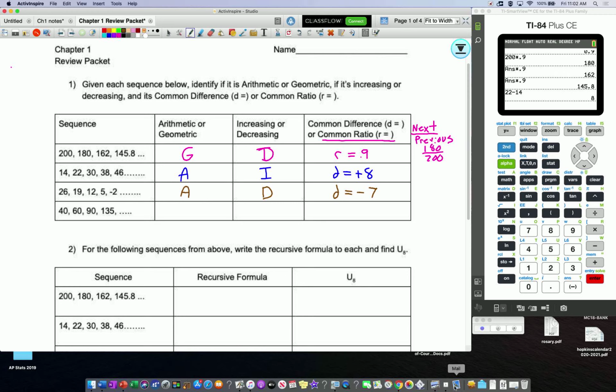All right, the last one, 40, 60, 90, 135. That definitely is increasing. How is it increasing? Well, it goes by 20 and then by 30. That tells me it's not arithmetic, so it must be geometric. So I do the next divided by previous, 60 divided by 40. Some of you probably already know that that's 1.5. So my r is 1.5. That takes care of question number 1, lickety split. I hope they all go that fast.